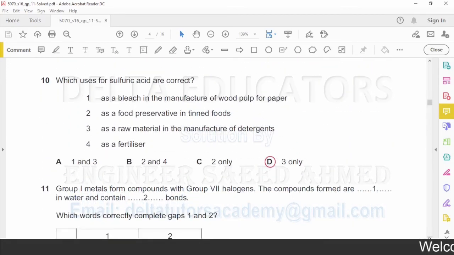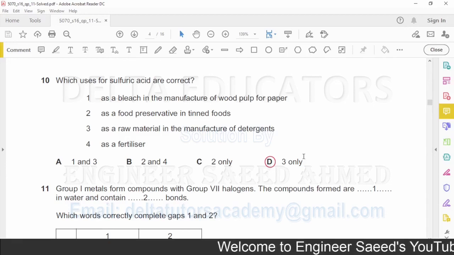Question number 10. Which uses of sulfuric acid are correct? Number 1, as a bleach. No, as a bleach we use chlorine. So number 1 is incorrect. Number 2, as a food preservative. As a food preservative, we use sulfur dioxide, not sulfuric acid. So this one is also incorrect. Number 3, as a raw material in the manufacture of detergent. Yes, it is correct. Number 4, as a fertilizer. No, as a fertilizer, we do not use sulfuric acid. So here 1, 2 and 4 are wrong. The only correct point is number 3. 3 only is given here in option D. So correct option, option D.